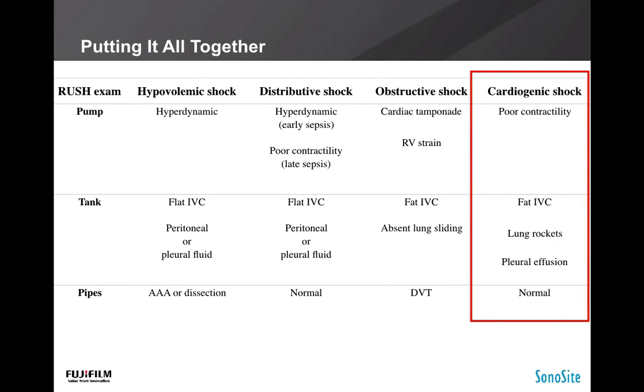In cardiogenic shock, we expect to see poor contractility. The tank is full, so we see a fat or plethoric IVC with minimal change. Doing our lung exam, we may see B lines, also called lung rockets, which are a sign of pulmonary edema. We may see pleural effusion, but our pipe exam should be normal.